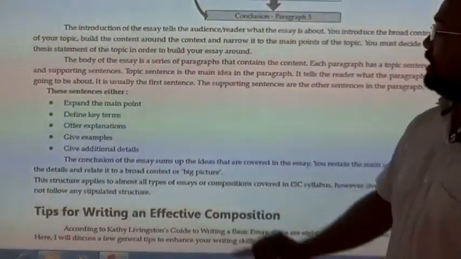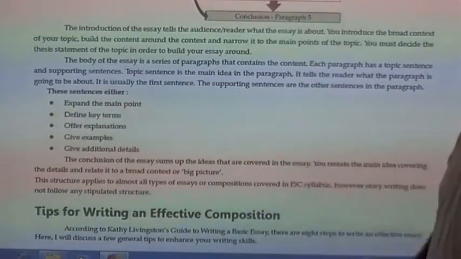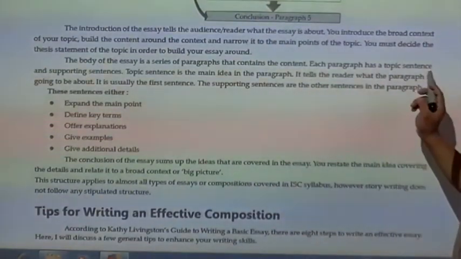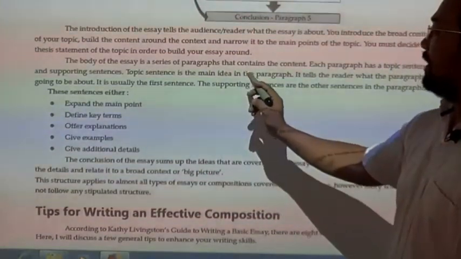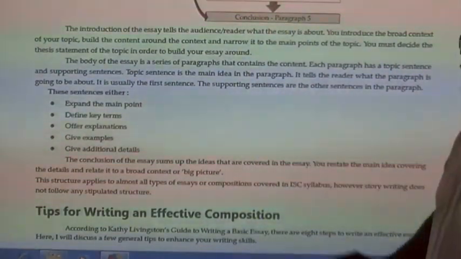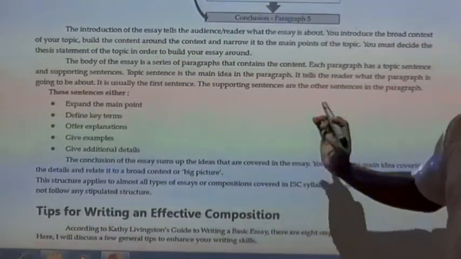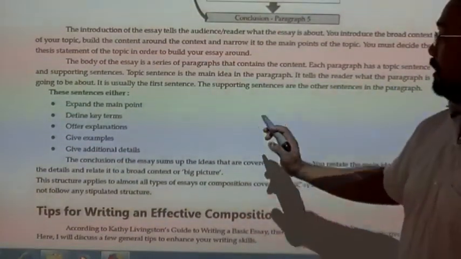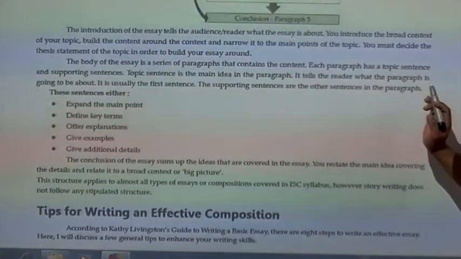The body of the essay is a series of paragraphs that contains the content. Each paragraph has a topic sentence and supporting sentences. The topic sentence is the main idea in the paragraph. It tells the reader what the paragraph is going to be about. It is usually the first sentence. The supporting sentences are the other sentences in the paragraph.